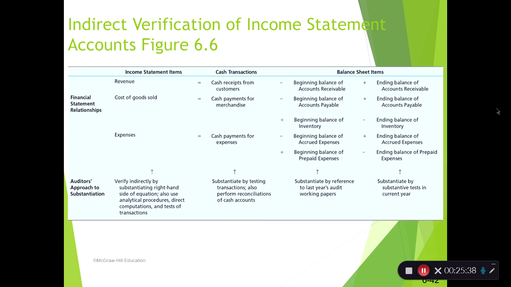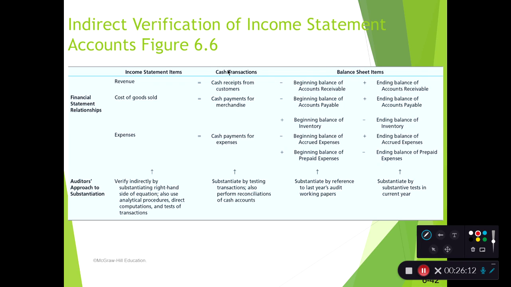So if you look here, for example, here's indirect verification of income statement accounts. So, right, there's some things we can do. For example, if you look at revenue, and you flip around the accounts receivable debits and credits, you can get to this. You can basically find revenue. You can use some algebra.